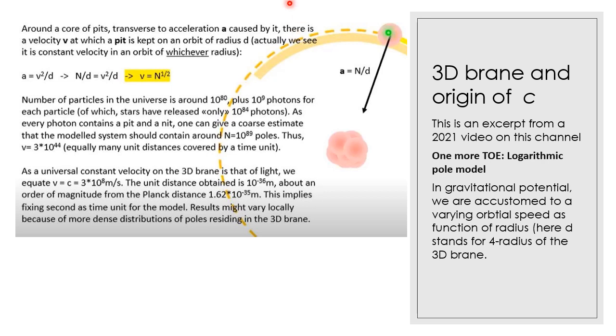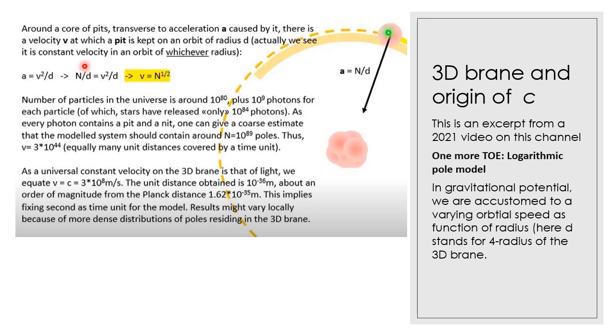There is an acceleration that we can calculate that is caused by the motion of the bit along this 3D brane, and we wish to see that the acceleration outwards by centrifugal force is purely a geometrical effect, and here d is the 4D radius of the 3D brane. So the acceleration is v squared divided by d. And on the other hand, we have the acceleration of the bits of the system, or actually when we think about bits, they are attracted both by nits and bits of the system.